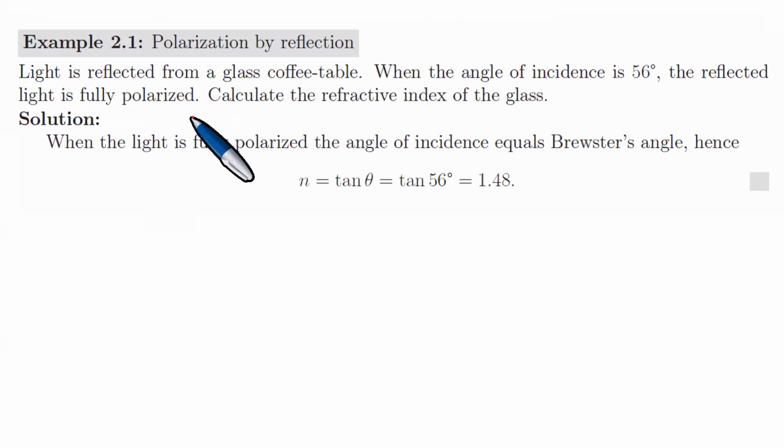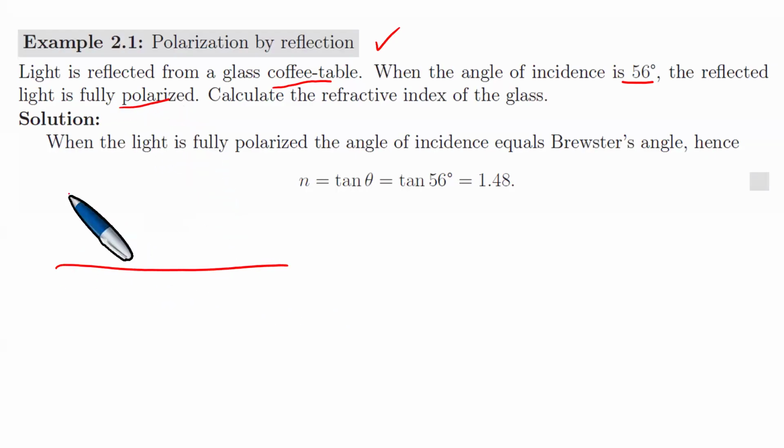Okay, let us look at example 2.1, polarization by reflection. Light is reflected from a glass coffee table. When the angle of incidence is 56 degrees, the reflected light is fully polarized.